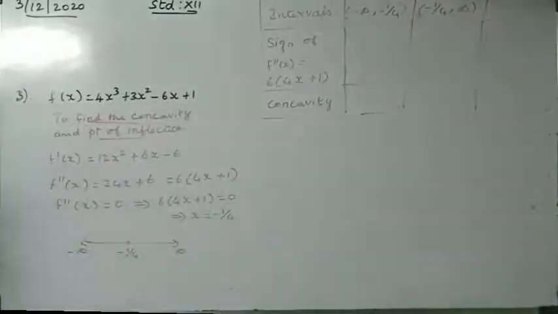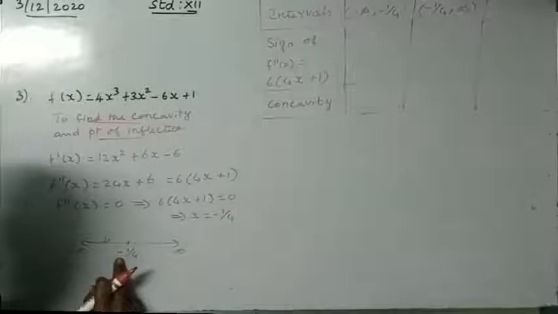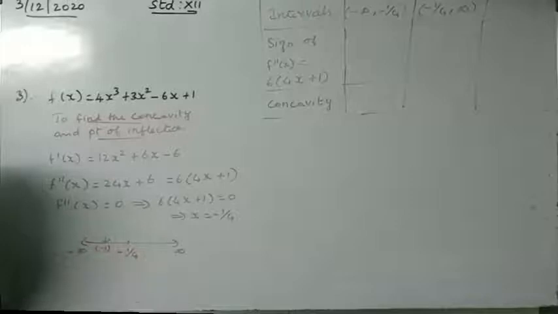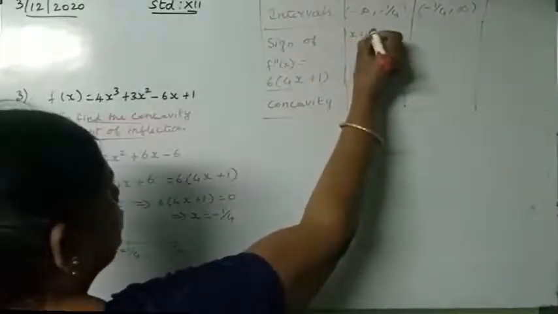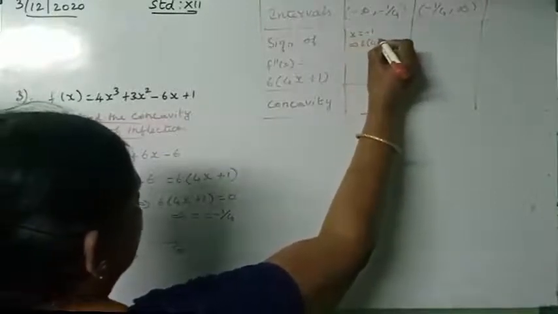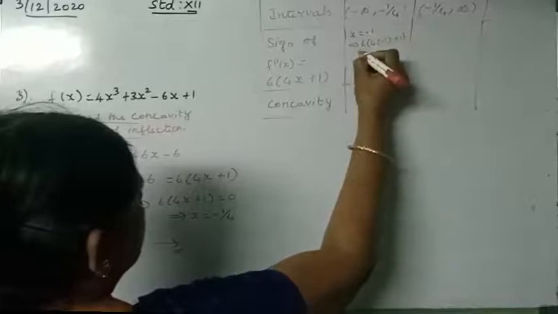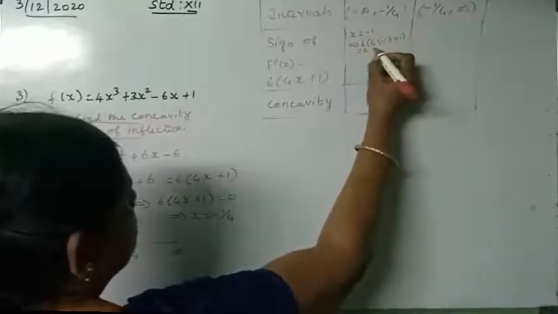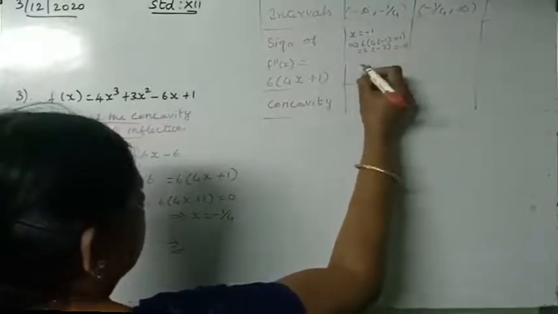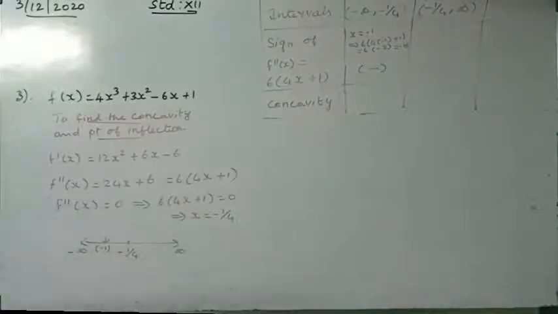Now we want to take a sample point here. So minus 1 by 4. Minus infinity to minus 1 by 4. See, 1 by 4 means it is less than minus 1. So I can take minus 1 as sample point. So when x is equal to minus 1, f double dash of x implies 6 into 4 into minus 1 plus 1, so it is equal to 6 into minus 4 plus 1 is minus 3. So minus 18. So negative. We are getting the negative sign here.